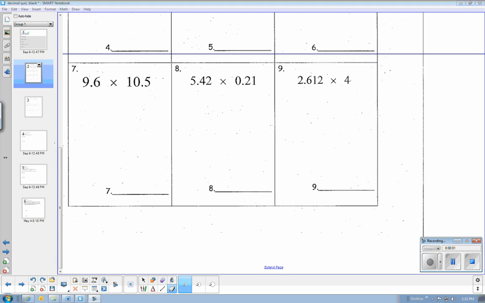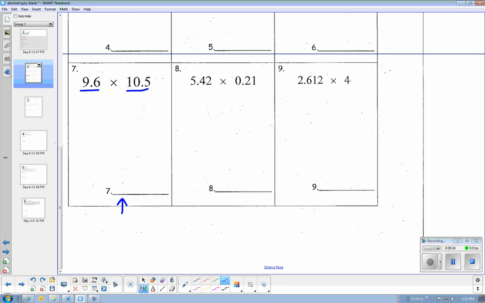Now we'll take a look at multiplying decimals. There are 4 problems on this quiz having to do with multiplying. Before we start, just so you understand the language that I'm using, when you multiply numbers together, those are called factors. And then the answer that we're going to get down here, that's called a product. That's the answer to a multiplication problem.